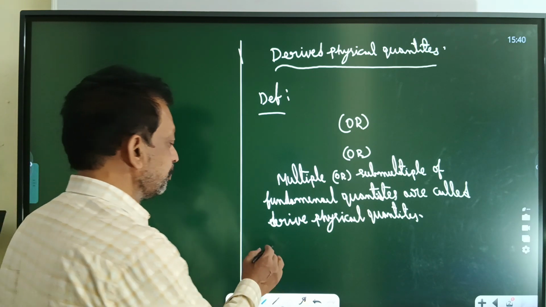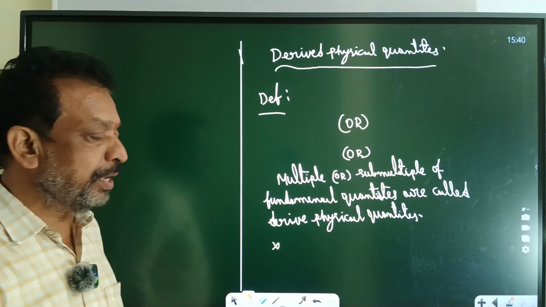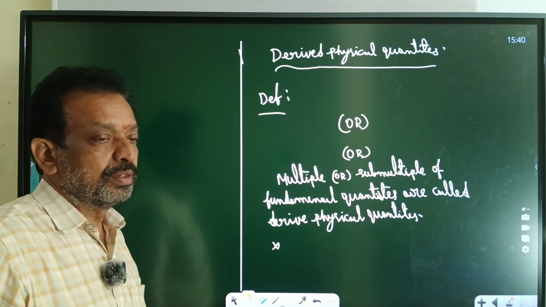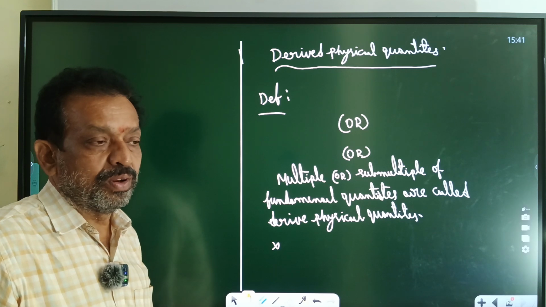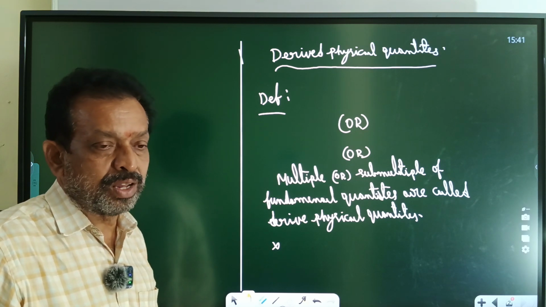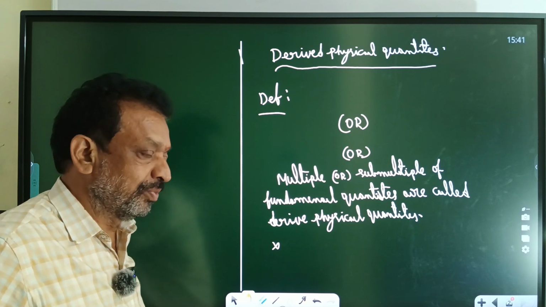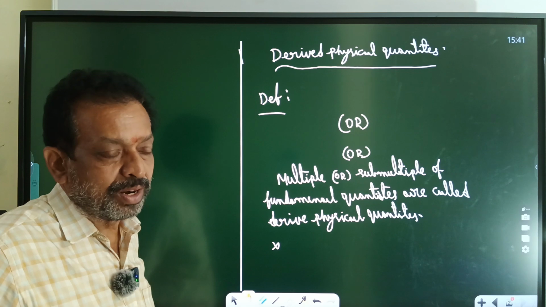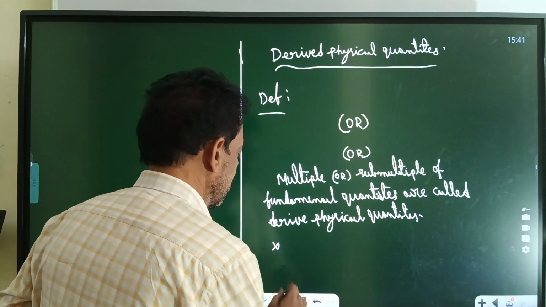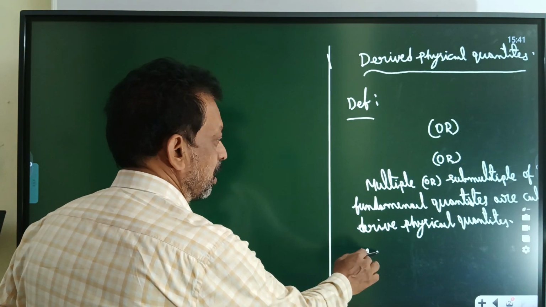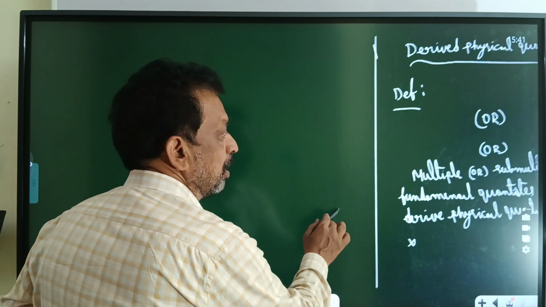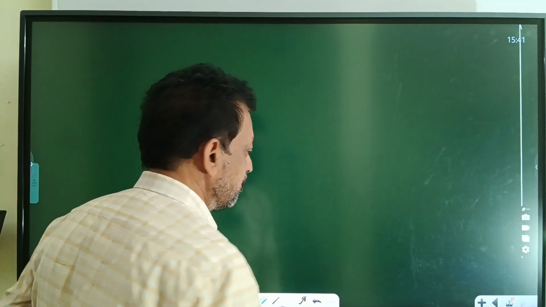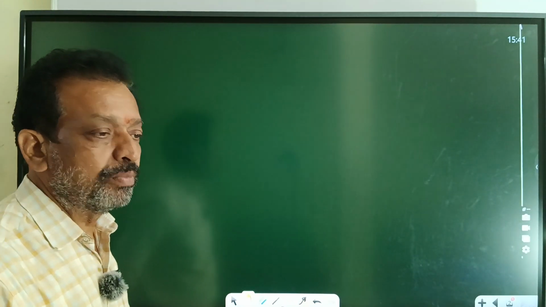So derived quantities may be scalar, or vector, or tensor. Scalar or vector or tensor. Now write examples. Just a few examples. So dependent quantities are called derived quantities.